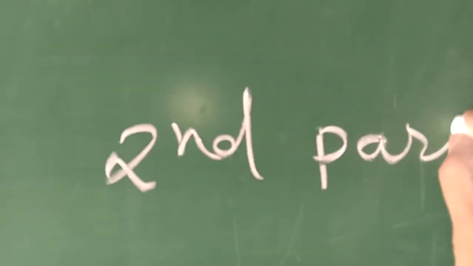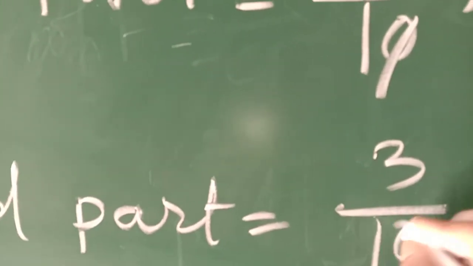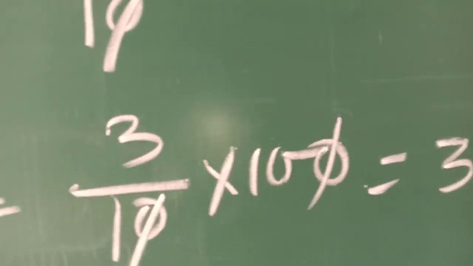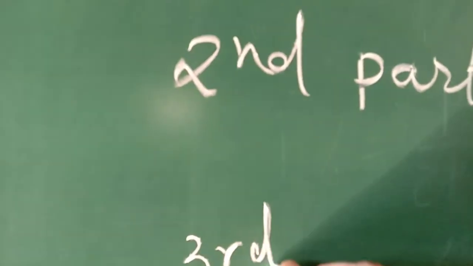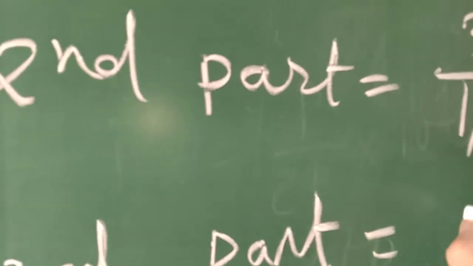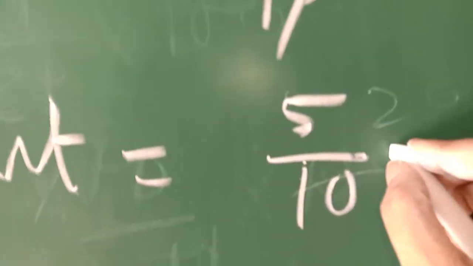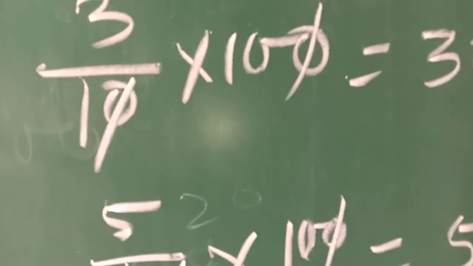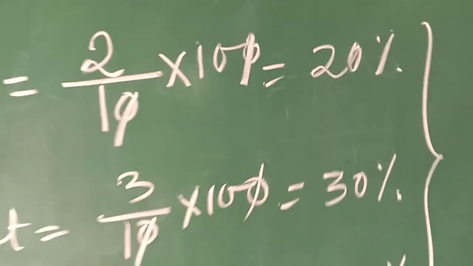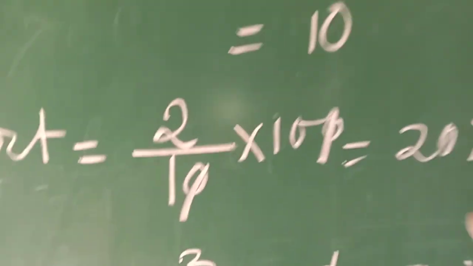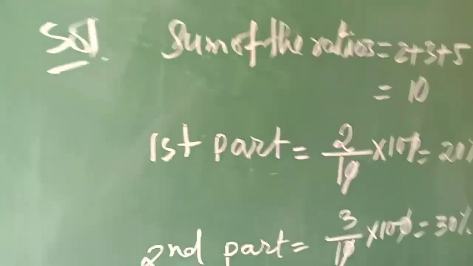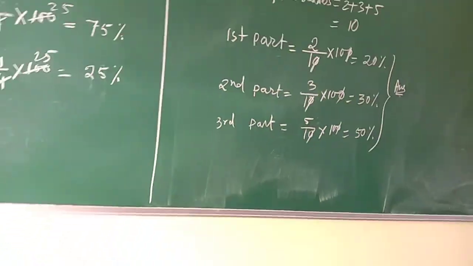Second part, (3 by 10) into 100, 0, 0 cancelled, it is 30%. And third part, 5 by 10 into 100, 0, 0 cancelled, 50%. This is your answer. Now see, 20, 30, 50, 50 plus 50, 100%. Again, the total summation becomes 100%. Understood? See the complete sum.